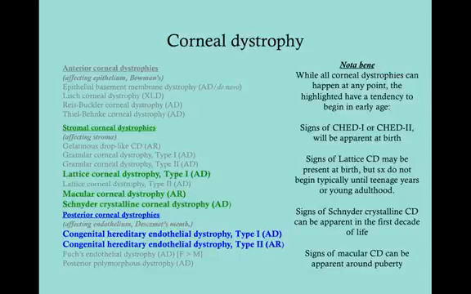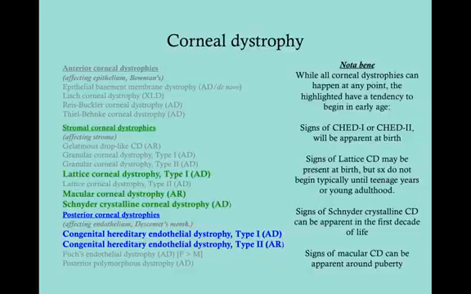And in case you're wondering, how do you tell a corneal opacity from a lenticular opacity? The corneal opacity will appear over even the iris, whereas the lenticular opacity, you won't see any opacities over the iris, just over the pupil. So CHED 1 and 2 will be apparent at birth. Signs of lattice corneal dystrophy may be present at birth, but symptoms do not typically present until the child is older, postpubescent, or even early adulthood.